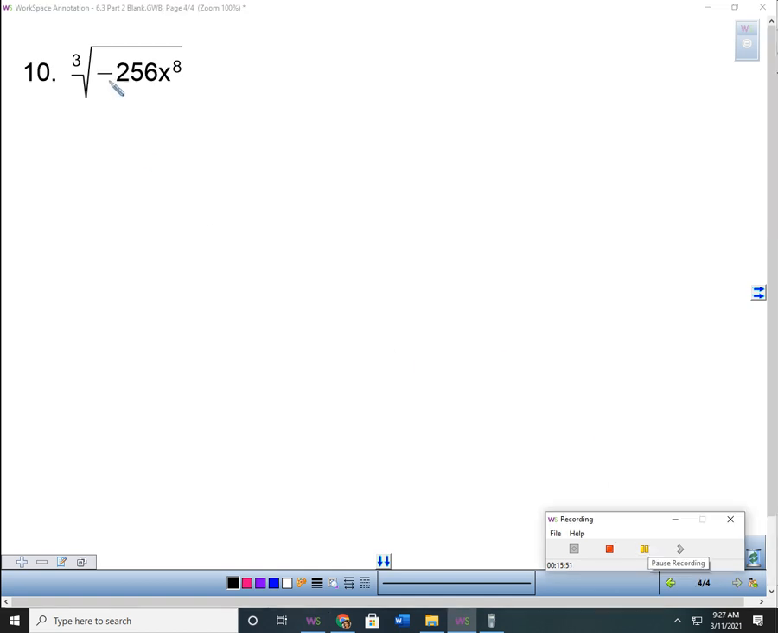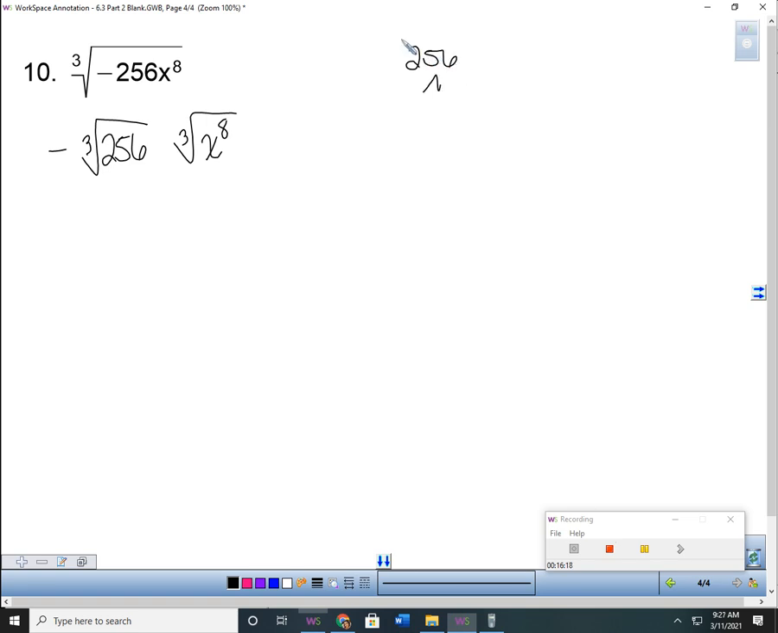Okay, so I know I'm going to have a negative as an answer. So I'm going to focus on doing my number and doing my variable. So 256, is that a perfect cube? No. And remember, you can check that if you get a decimal in your calculator. It's not a perfect cube. So we're going to do a factor tree for the 256. So 256, that will divide by 2.